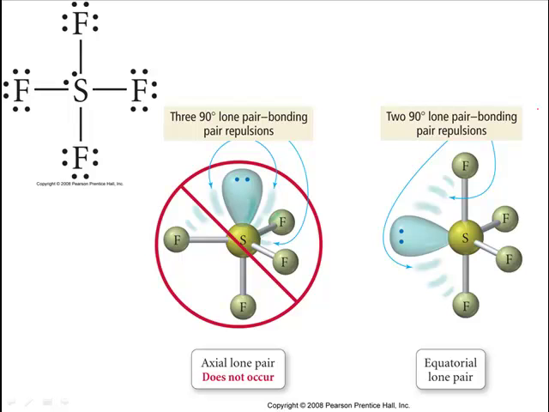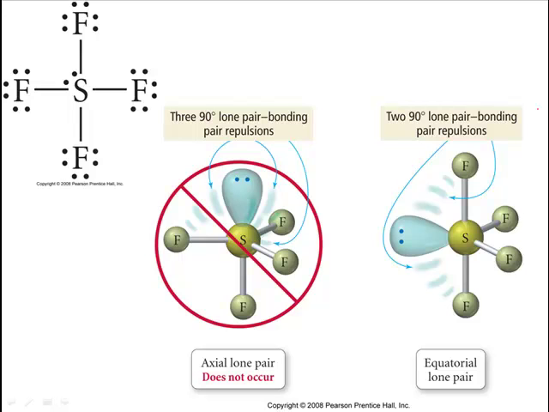Now, this is one thing that people were asking about, the lone pairs. Here, SF4. In this case, with SF4, the F's do not form the equatorial plane. They do not flatten out with the thing sticking out of the bottom. Because of this repulsion, the axial lone pair will not occur. The lone pair is only going to be found on the equatorial position because it will have less repulsion. Here it has 3 90-degree angles. Here it has only 2 90-degree angles.